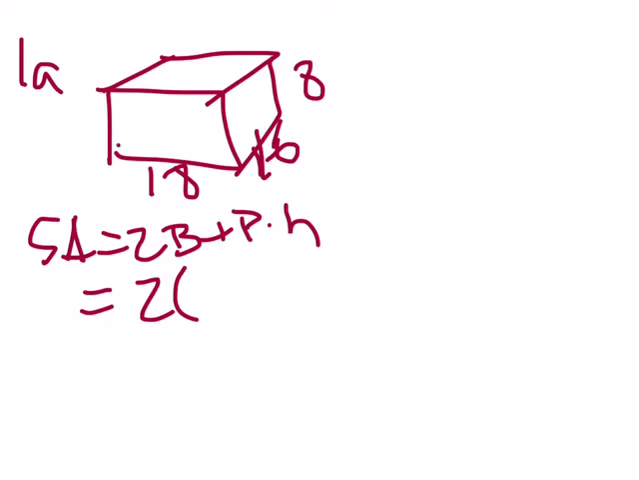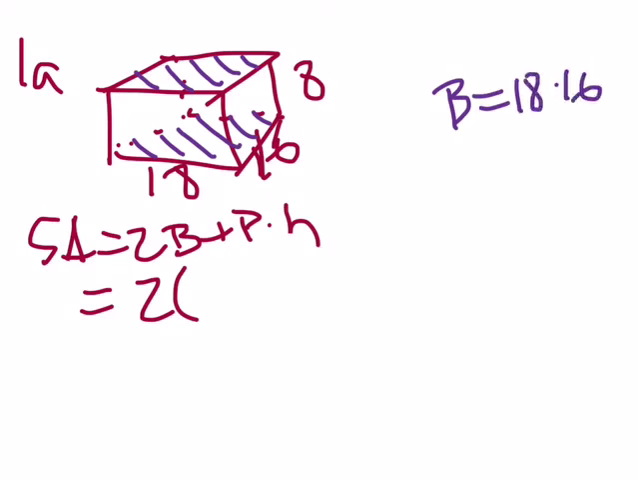Capital B, well, it doesn't matter what B I use. I can use front, top and bottom, front and back, left and right. Probably for these, most of you will just say, let's use the kind of traditional top and bottom. So then you've got 18, capital B, I like to do it off to the side, is 18 times 16, and that should be 288. Okay, and then plus perimeter.